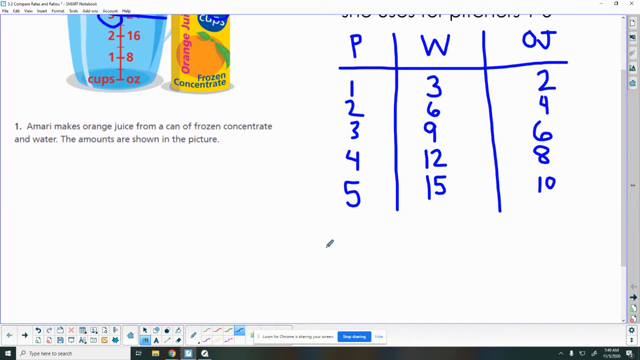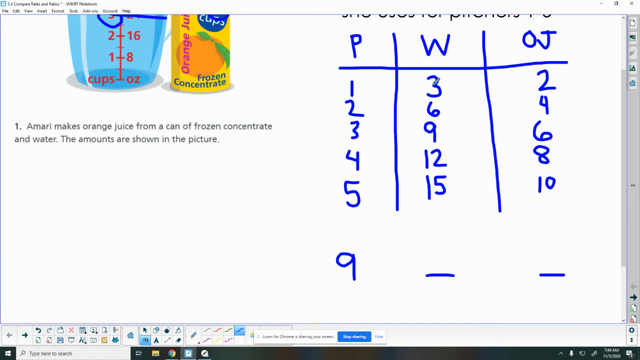What if I wanted to figure out, let's do 9 pitchers. Can you figure out how much water and how much orange juice she would need without just counting on? Can you see what the pattern is here of how we could find these answers? I want you to go ahead and try that and then come back and see how I did it.